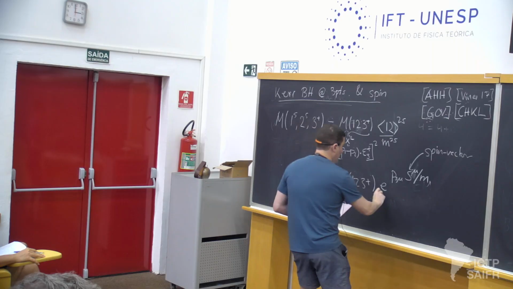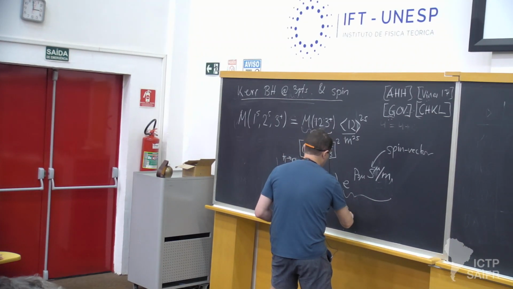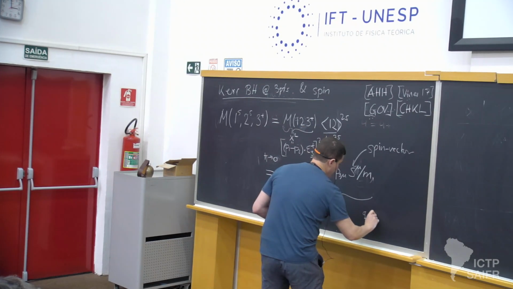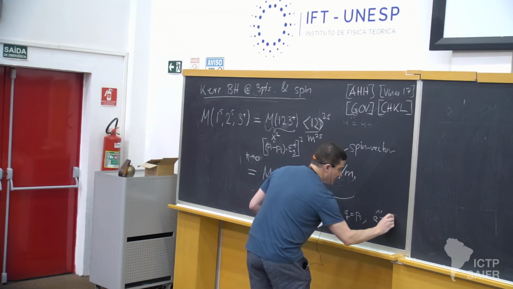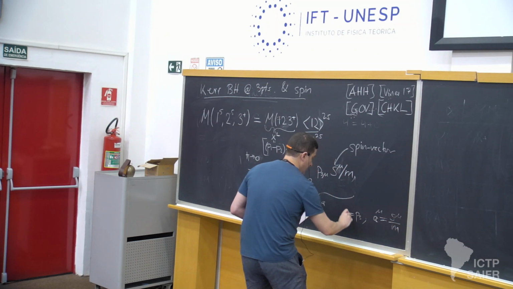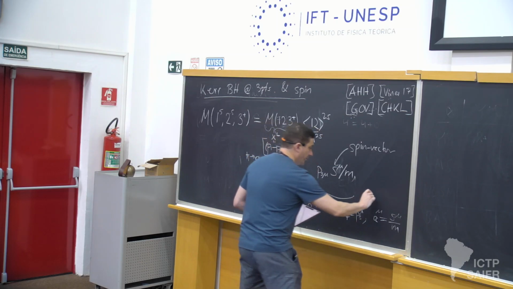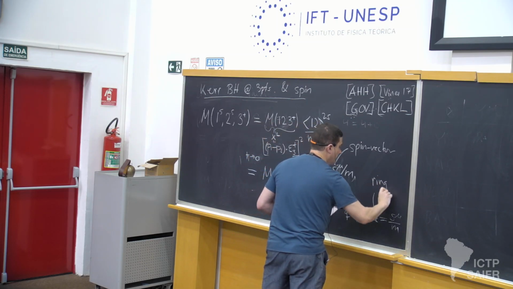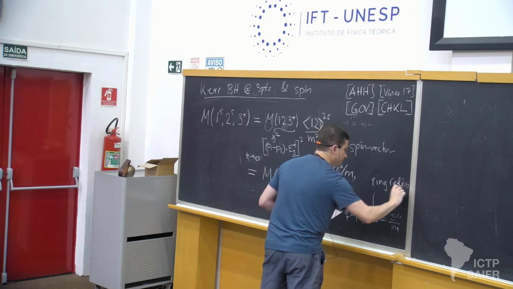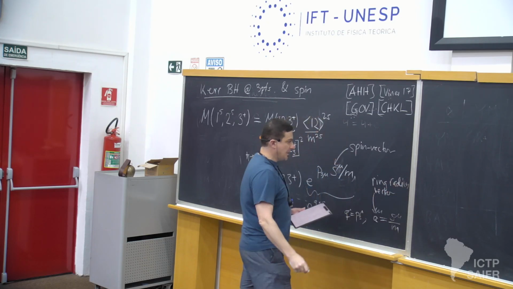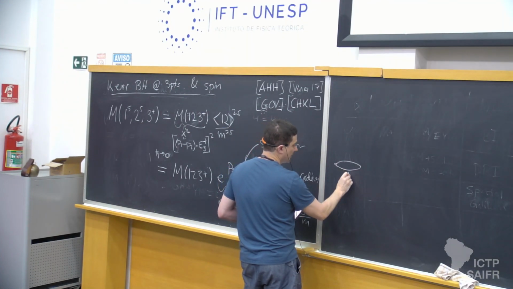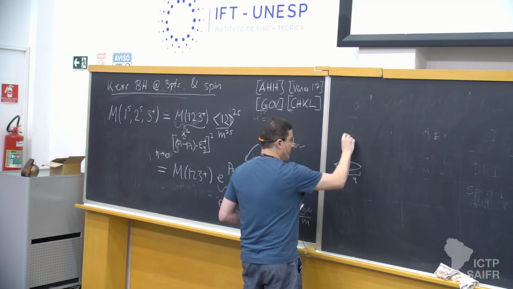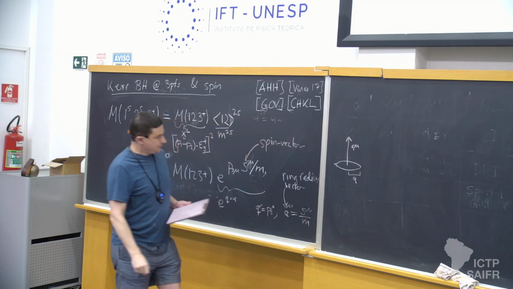And you can also clean this up. Sometimes people just write it as e to the q dot a, where q is just the same as p3 in this case, and a is just the same as S mu over m. This is also known as the ring radius vector. If you have this Kerr black hole, it has a ring singularity. The ring singularity has a radius a, and it has a direction, so that's the ring radius vector.